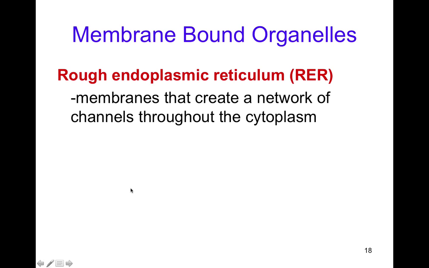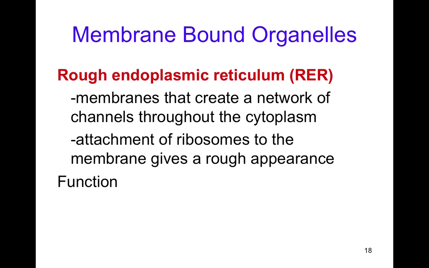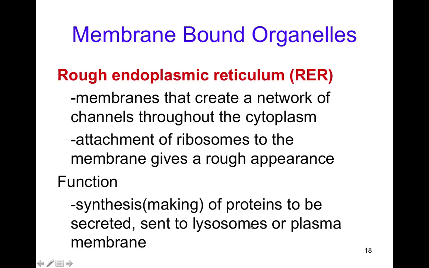So we're first going to talk about the rough ER. I already mentioned that the rough ER's function primarily is to make proteins because it has a bunch of ribosomes attached to it. When you look at a picture, we'll look at a picture pretty soon, we'll see a bunch of bumps on this rough ER, and those bumps are ribosomes. And a lot of times these proteins will be secreted. If we wanted to digest them or break them down, we could send them to the lysosome, or we could send them to the plasma membrane to leave the cell and go someplace else in the body.